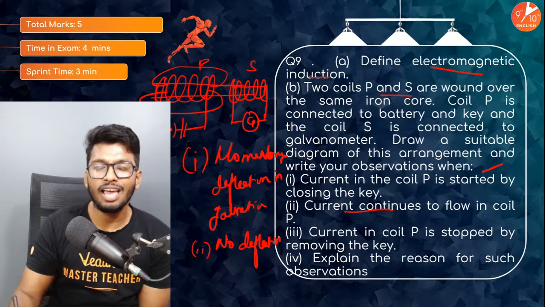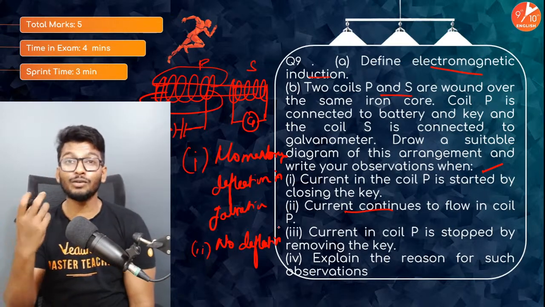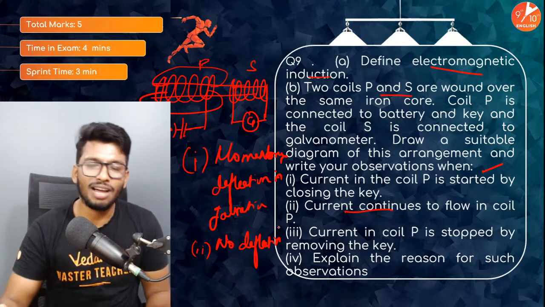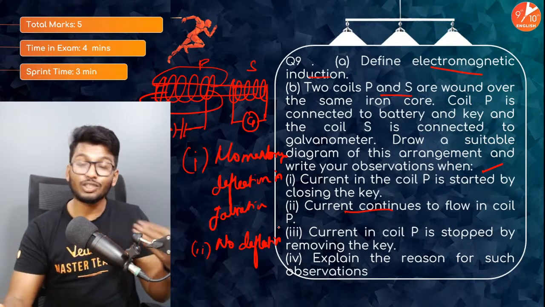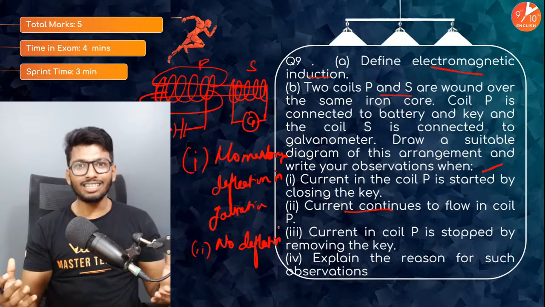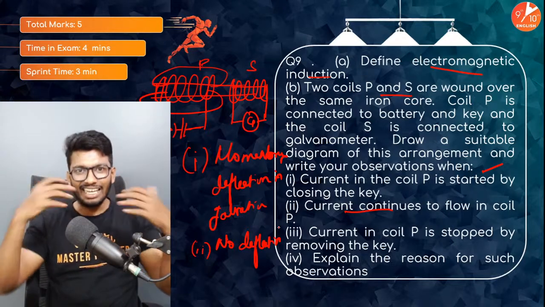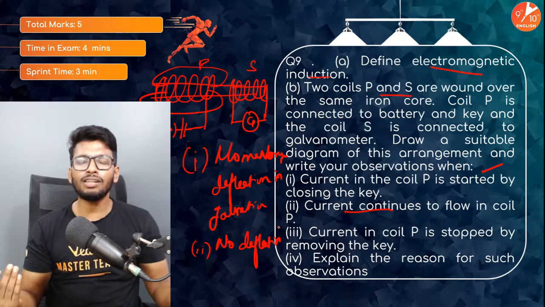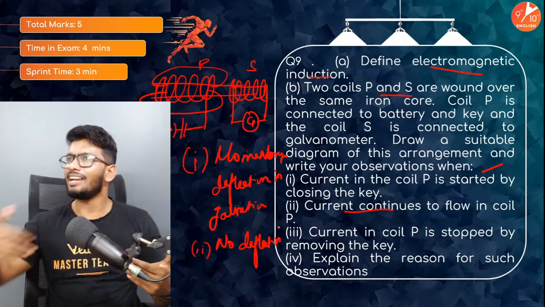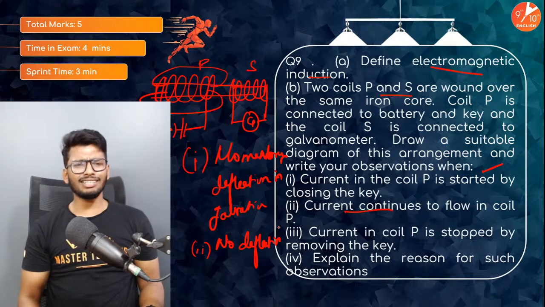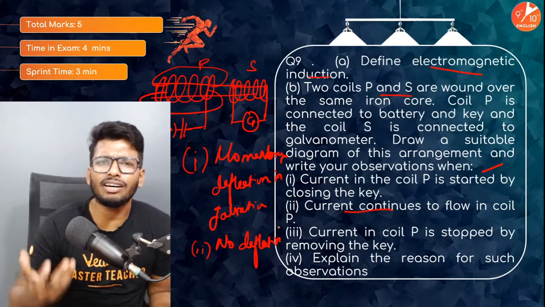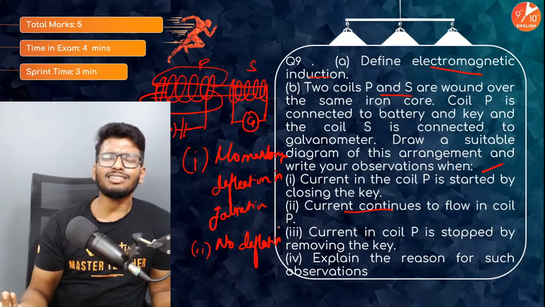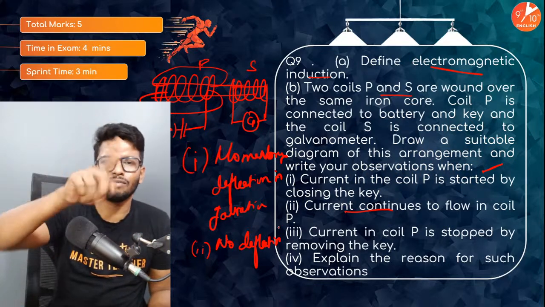Why? Because in order for you to induce a current, there has to be a changing magnetic field. The magnetic field has to change. But the minute you turn it on and leave it on for some time, the magnetic field around P will become stable. It is not changing anymore. Neither is it increasing nor is it decreasing. So why would there be a current induced in S then? Nothing. There will be no deflection. So again, the deflection will come back to 0.